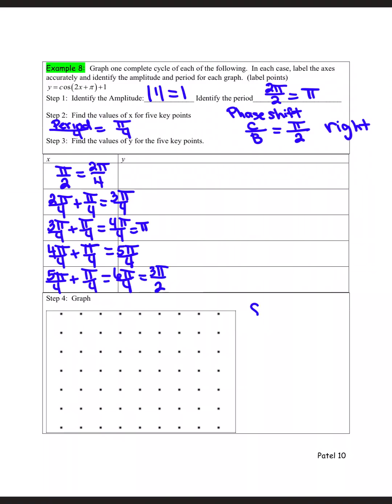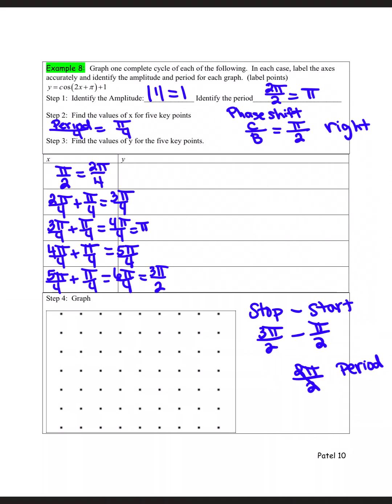So notice that I stopped at 3 pi over 2, and I started at pi over 2. 3 pi over 2 minus pi over 2 is 2 pi over 2, which is pi, and that is my period. So I know I did this correctly.